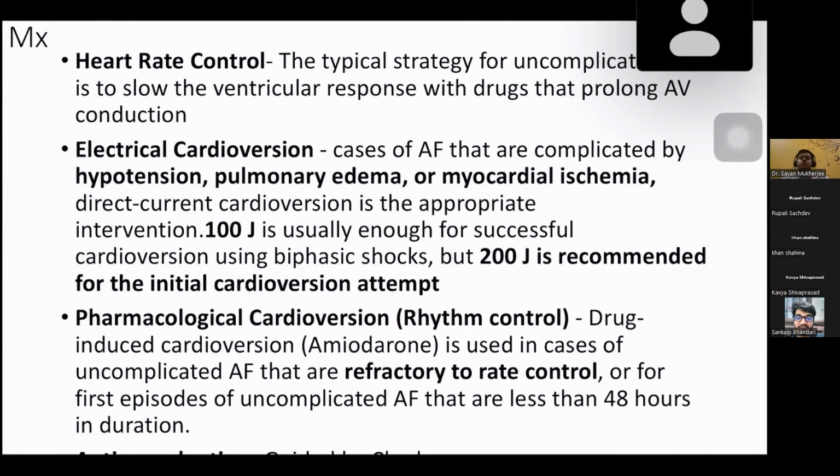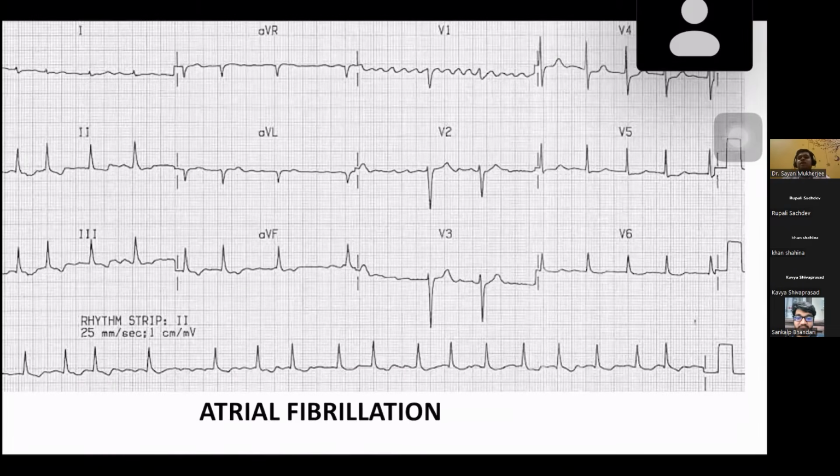One is called the rhythm control, and one is called the rate control. Rate control generally will reduce the heart rate. Instead of maybe the patient running at 160, that will reduce it to 90. That's called rate control. There's one more approach where you change the rhythm to a normal sinus rhythm.